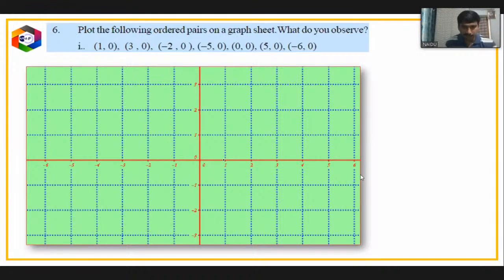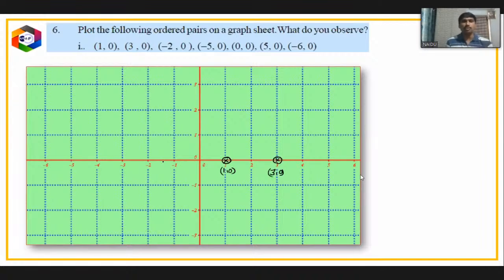This is the point. Here this I am marking. This is the point, and it is 1 comma 0. Now this is 3 comma 0. On the x direction 3 units, there is no y direction distance. So that is 0. So 3 comma 0. So this point becomes 3 comma 0.